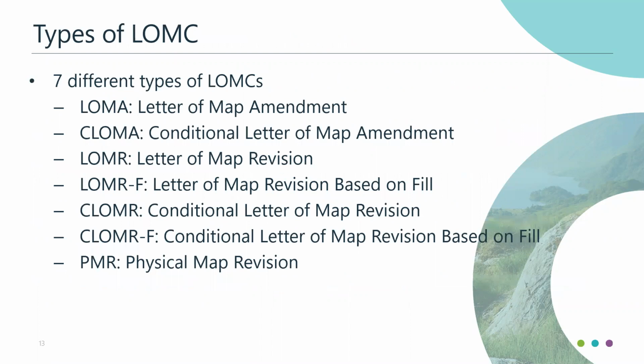There are 7 different types of LOMACs, and as I mentioned, these fall into 2 basic categories, the amendments and revisions. You have a LOMA, or a letter of map amendment, and I'm going to give definitions of each of these, so don't worry. CLOMA, a conditional letter of map amendment, letter of map revision, or a LOMR, a LOMR-F, a letter of map revision based off of fill, a CLOMR, conditional letter of map revision, a CLOMR-F, conditional letter of map revision based off fill, and a PMR, a physical map revision. You're going to see these acronyms talked about throughout the workshop today and tomorrow.